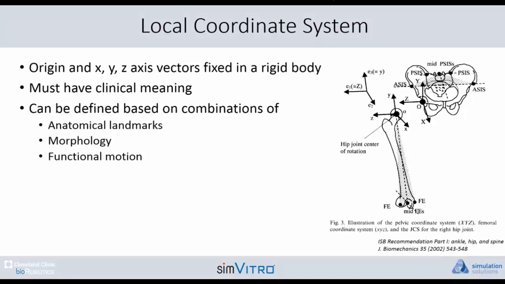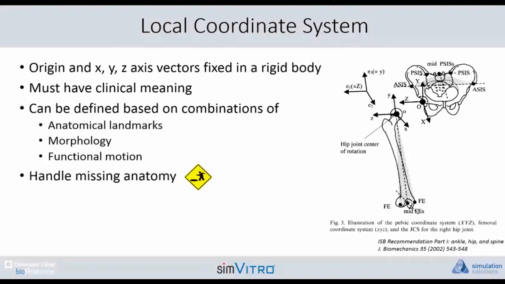combination of anatomical landmarks and some morphology. In the case of the hip joint center of rotation, that's a functional motion. We really can't digitize that center of rotation, but we can rotate the femur relative to the pelvis and sort of do a sphere fit and say, okay, this location in space is the origin.